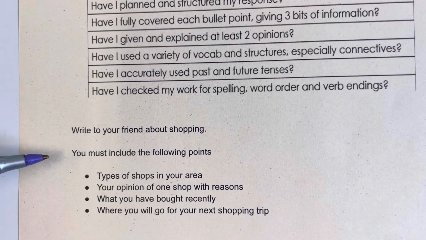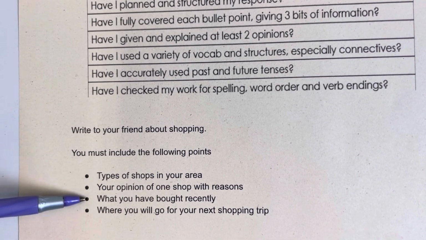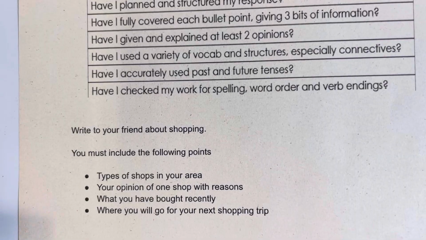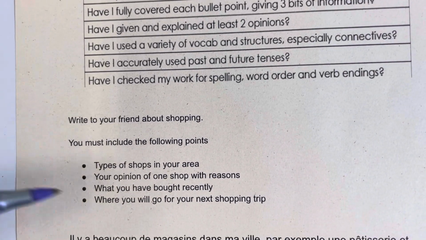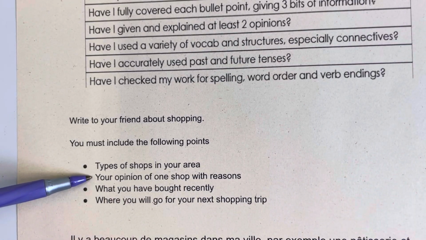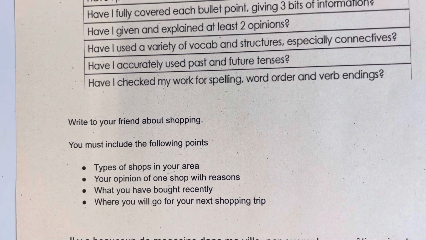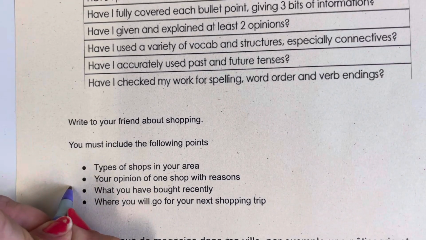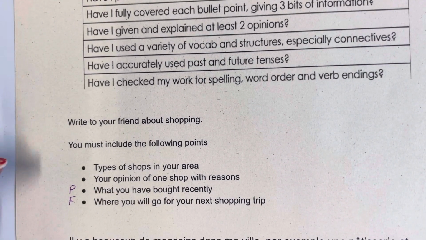You must include the following points. Your task will always be written in English. It's a huge improvement on the old spec. So you should really quickly be able to tell whether this is something that you are comfortable writing about. In our case, this is the topic we've just been studying in lessons, so all of this language is nice and fresh. So you must include the following points: types of shops in your area, your opinion of one of these shops with reasons, something you've bought recently, and where you will go for your next shopping trip. So we can see here our past and future bullet points included there in 3 and 4.